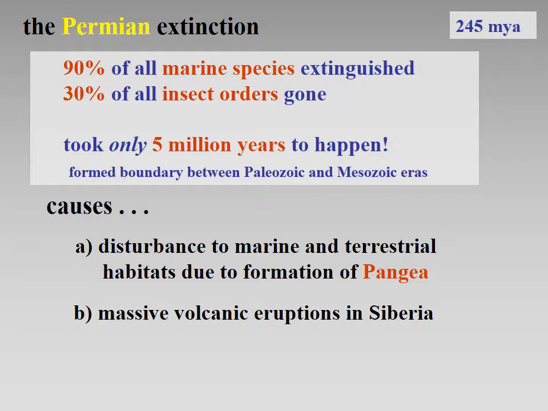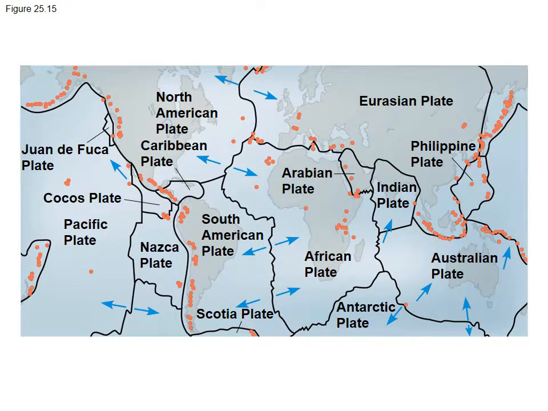Volcanoes, too. Volcanoes, as we talked about since the beginning of Earth, have been around, but during the Permian era, there was a time of heightened volcanic activity. I mean, massive volcanoes, right?